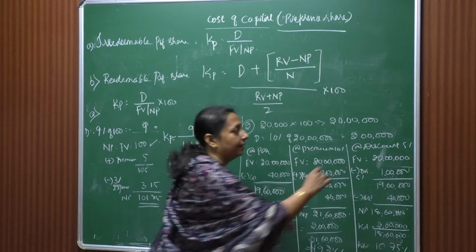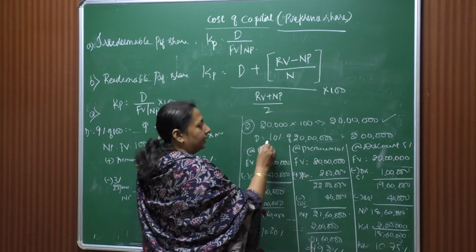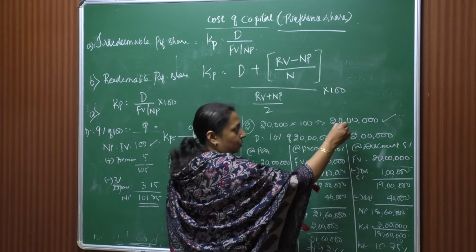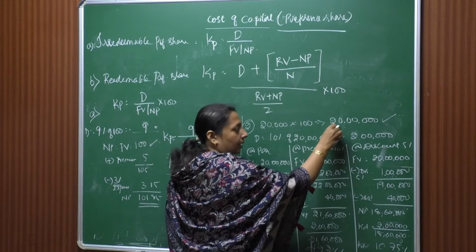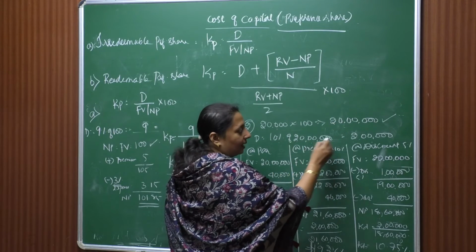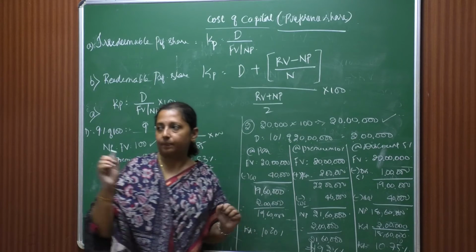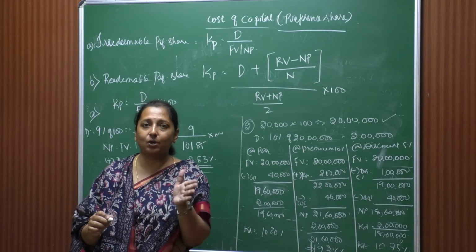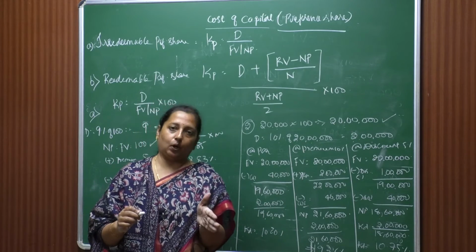Dividend will be calculated on the face value. So 10% of 20 lakh is 2 lakh rupees. Here 20,000 into 100 is 20 lakh rupees, and 10% of 20 lakh will give you 2 lakh rupees. The cost of issue is 2%. Cost of issue means you have to calculate adjusted for the net proceeds.